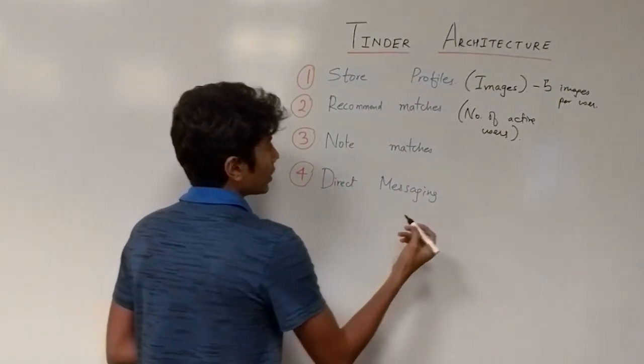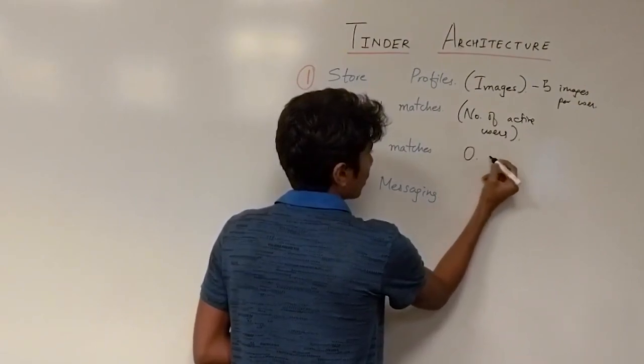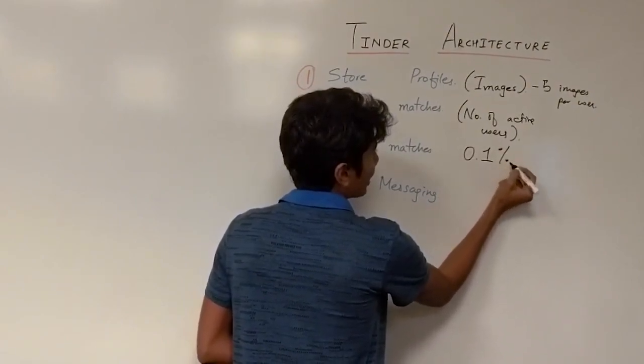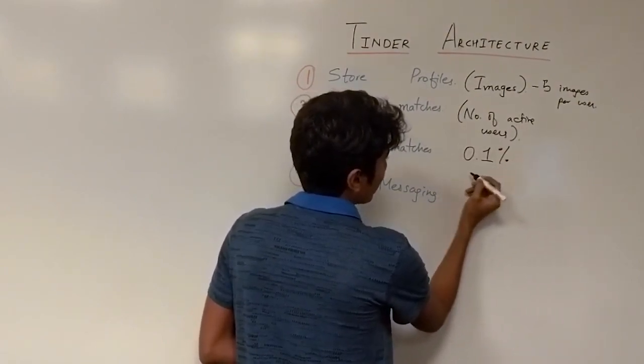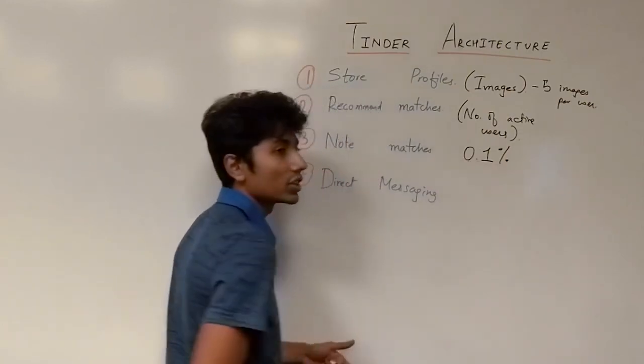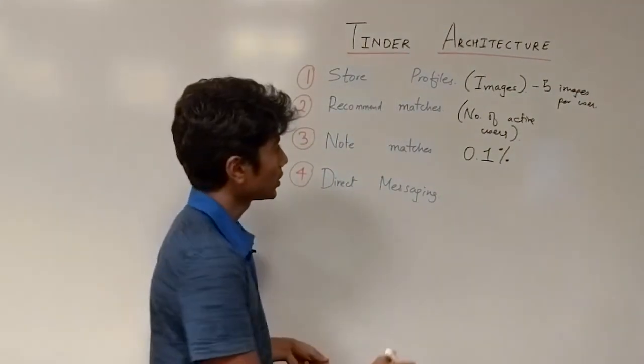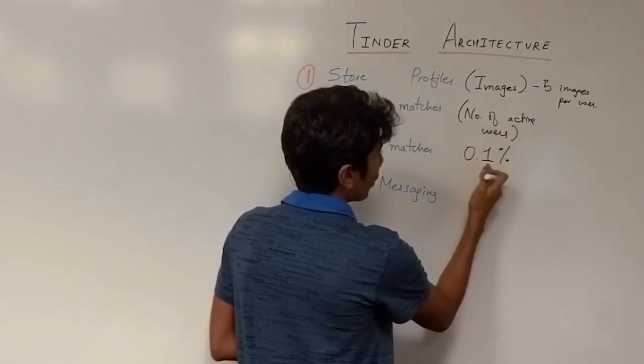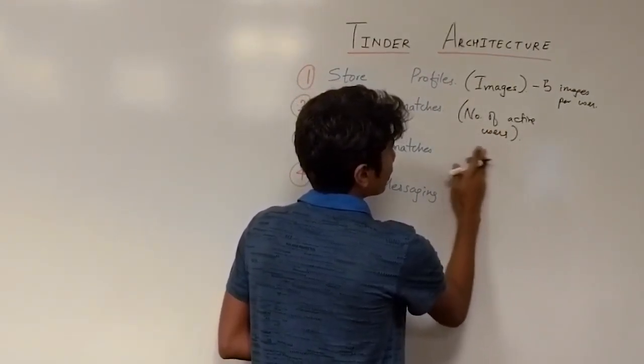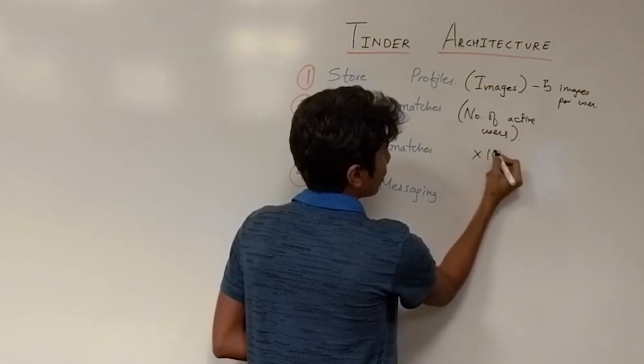I'm going to assume that typical Indian match rates are going to come up here, which is for every swipe, you have a 0.1% chance of matching with someone. All right, so the number of matches you'll have per person is going to be 0.1%. So that's going to be number of active users times 10 raised to the power minus 3 matches.